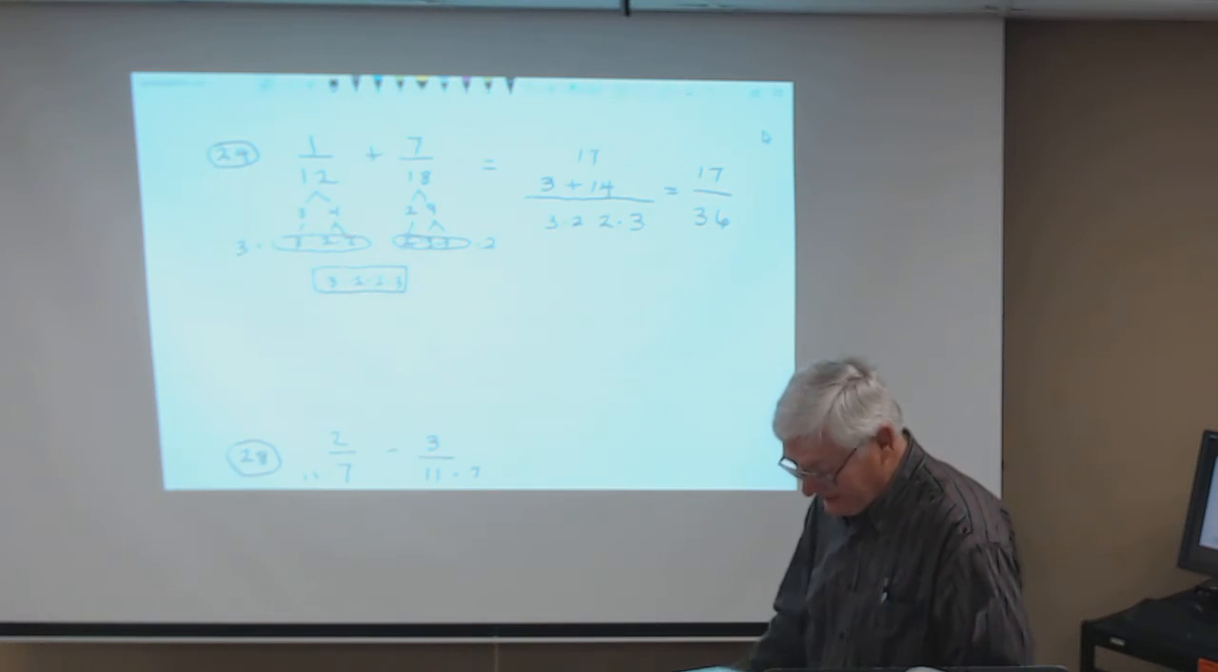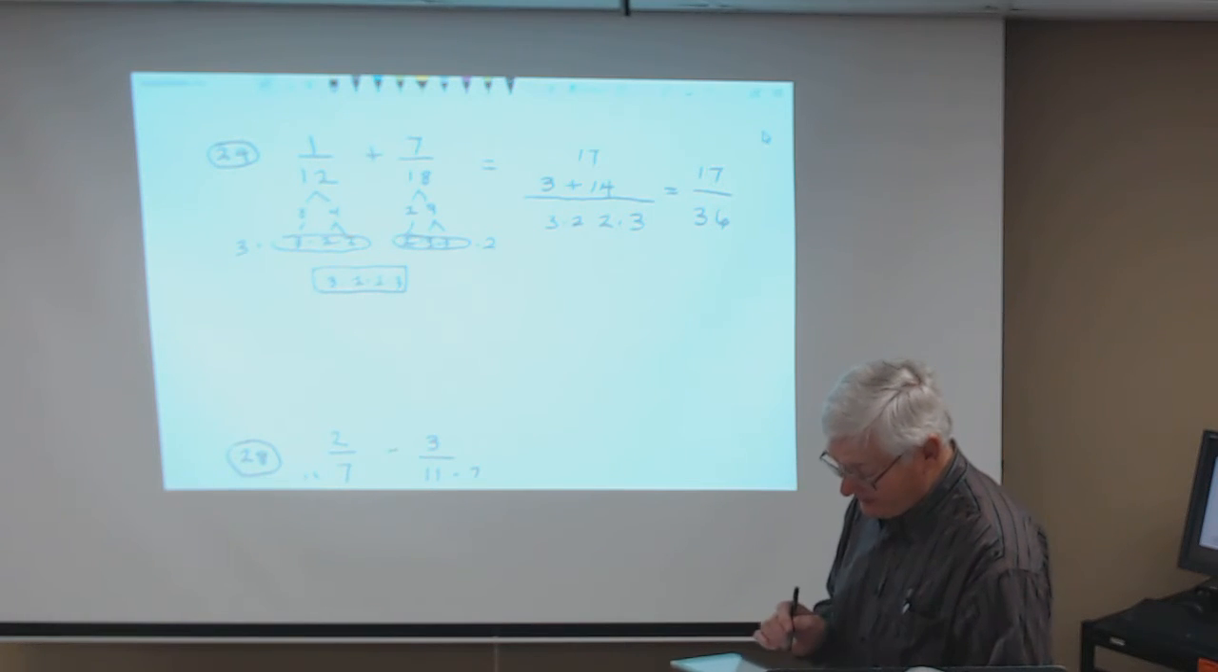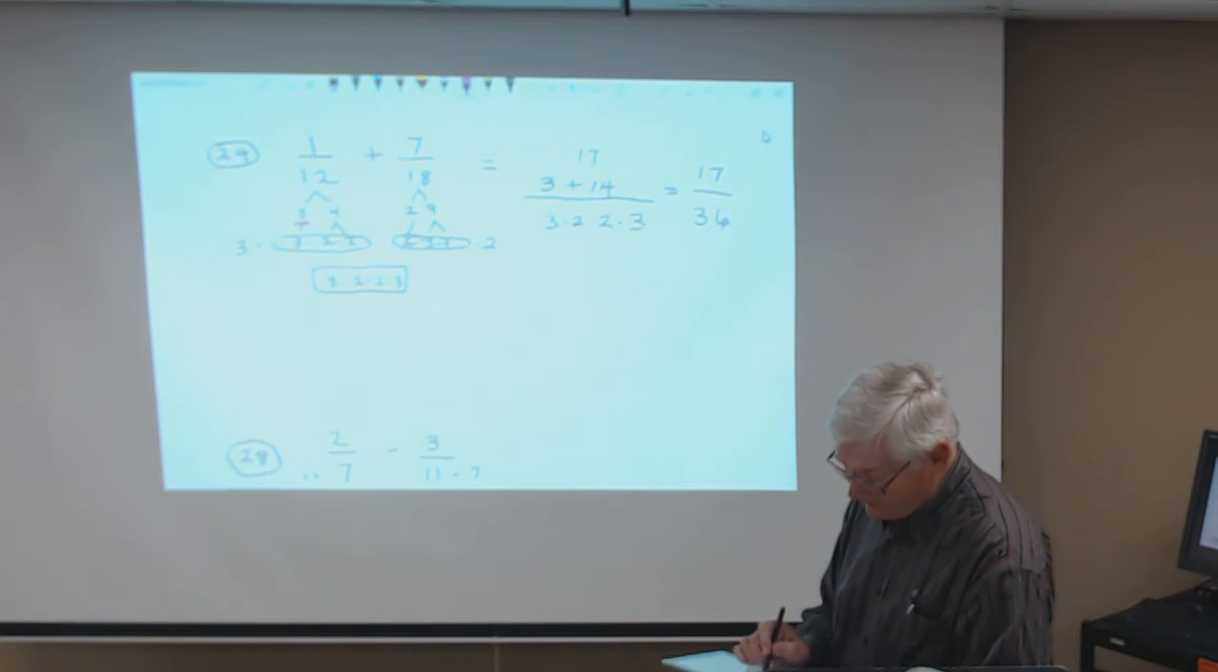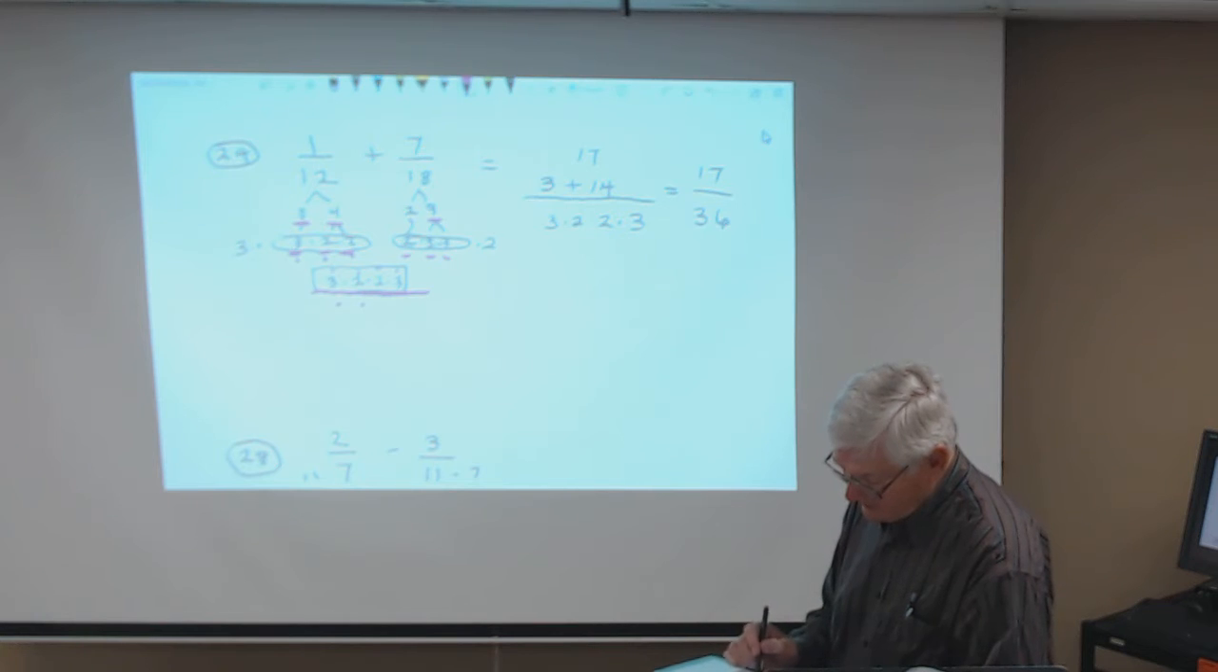Number 24. 1/12 plus 7/18. Now, you could just go 12 times 18 and get a common denominator, but 12 is 3 times 4, which is 3 times 2 times 2, and 18 is 2 times 9, which is 2 times 3 times 3. So my common denominator has to have 3, 2, 2 in it. And then I need another 3 to have 3, 3, 2 in it.